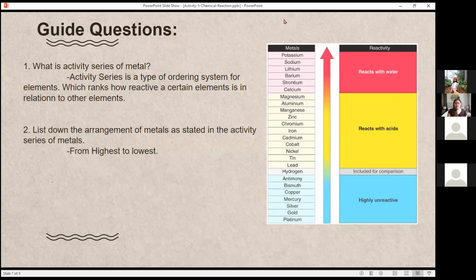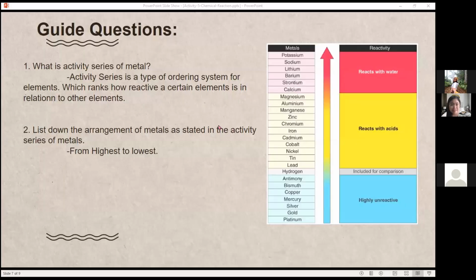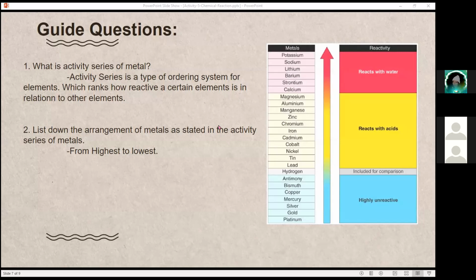Yan lang po, ma'am. Okay. That's it. Questions? Again, activity series of metal is a list of how reactive a metal is. Nakalista sila from the most reactive going down to the least reactive. And kailan natin sila gagamitin? During the single replacement reaction. Okay? Questions? Clarifications? Wala na ba?